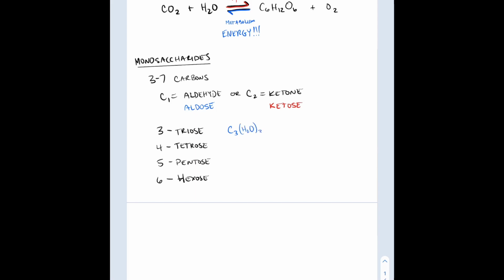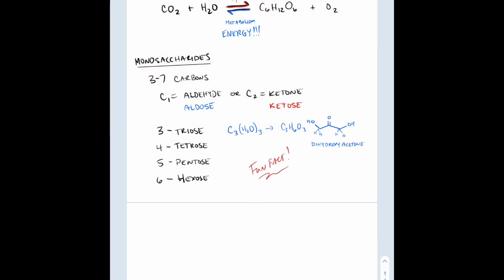So let's take a look at a 3 carbon sugar, and we see that the formula should be C3H6O3. So there's a couple of different ways that can look. This one right here is the ketose, right? And it's called dihydroxyacetone. If you think about removing those OHs, it's just acetone, and so if you add a couple, then you got dihydroxyacetone.